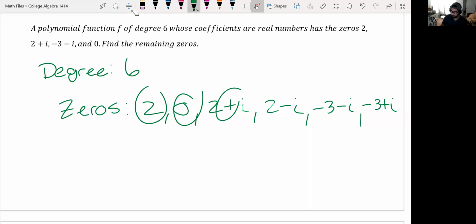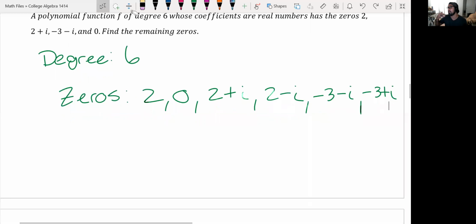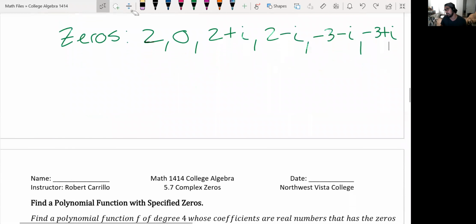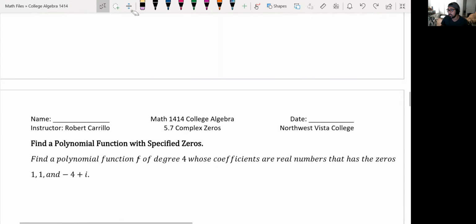1, 2, 3, 4, 5, 6 zeros. 4 are imaginary, 2 are real. Okay, that's it. That's how the conjugate pairs theorem works. All right. So if you're ever given a complex zero, you know you'll have a conjugate pair that follows along with it. So that kind of makes our work easy, if we're given that zero already.